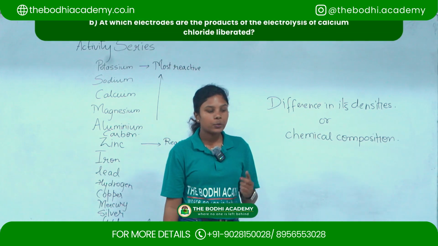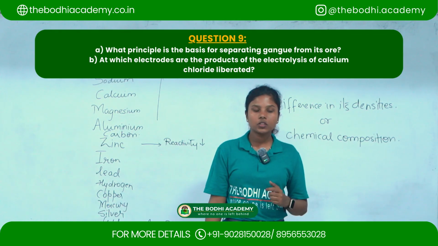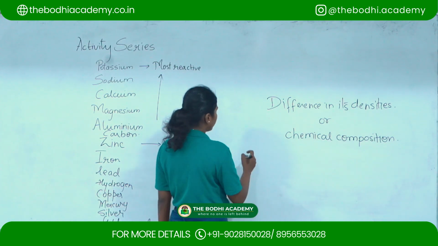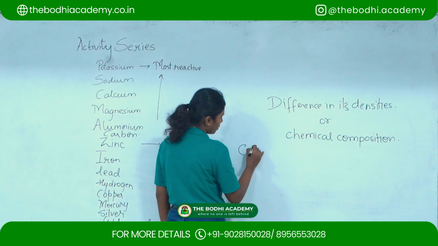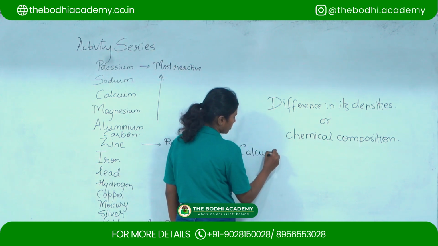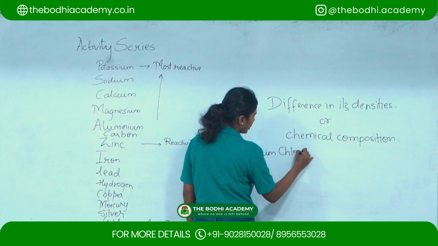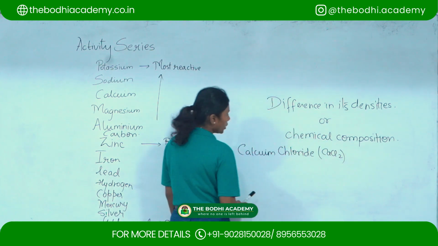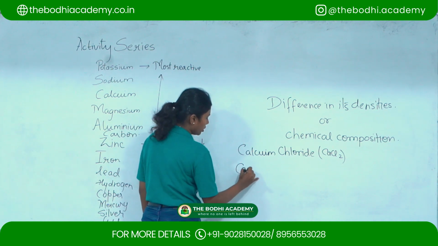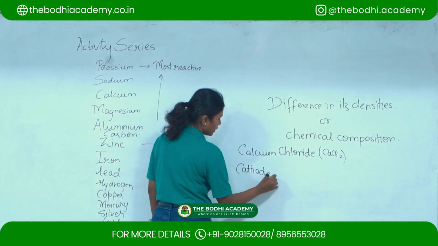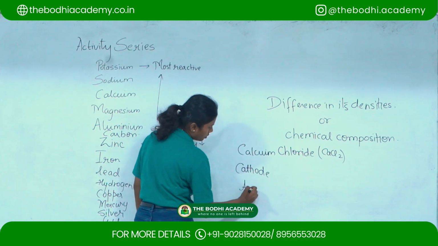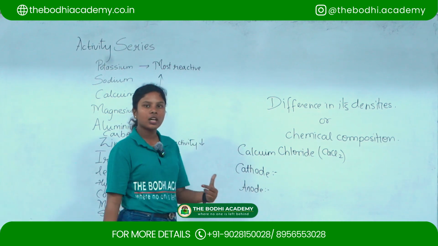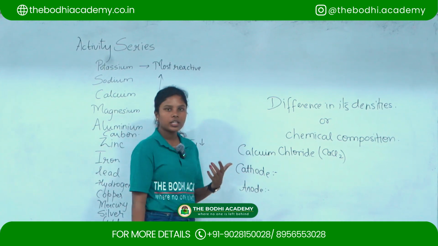Next question is, at which electrodes are the products of electrolysis of calcium chloride liberated? So say we have electrolysis of calcium chloride happening. It is CaCl2. In this case we have our cathode and we have our anode. Mostly we relate the cathode to be the negative electrode and the anode to be the positive electrode.